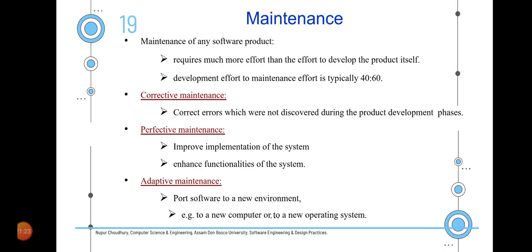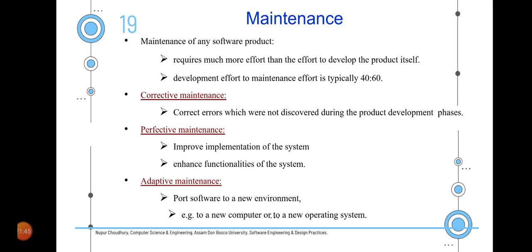The next one is perfective maintenance, which improves the implementation of the system and enhances functionalities of the system. And the third one is the adaptive maintenance, which will port the software to a new environment, for example a new computer or a new operating system.